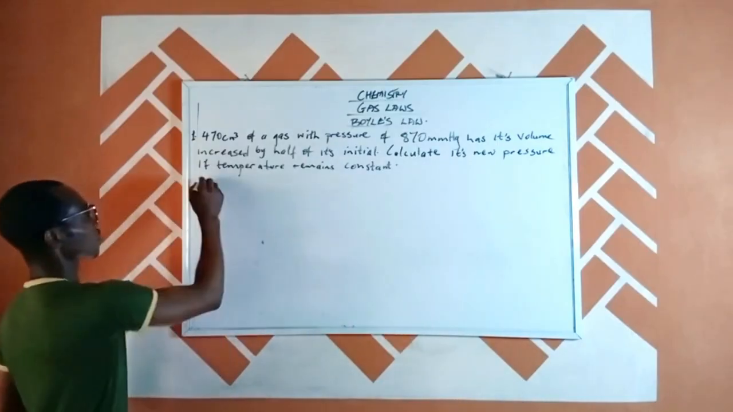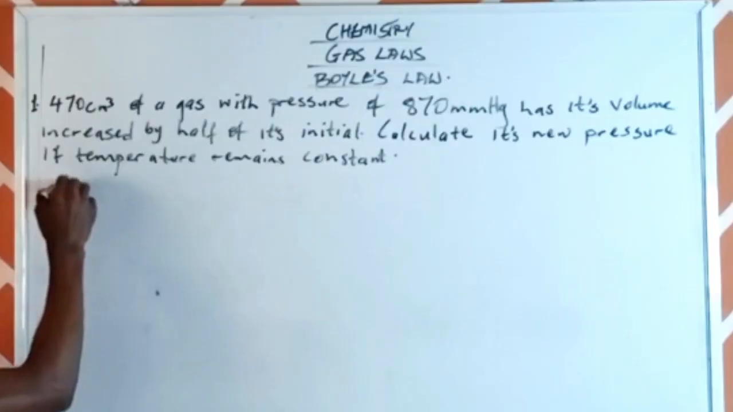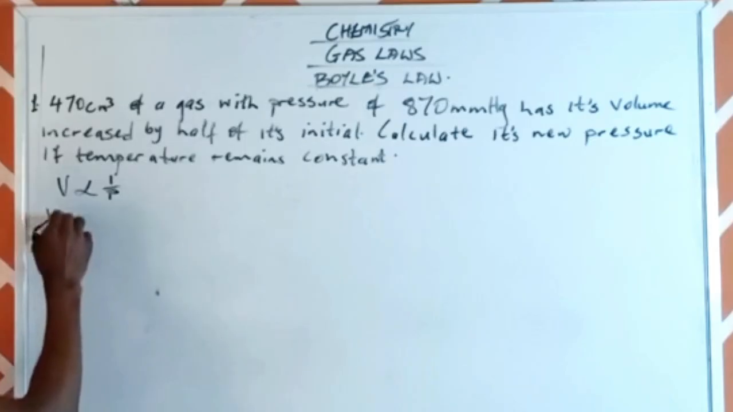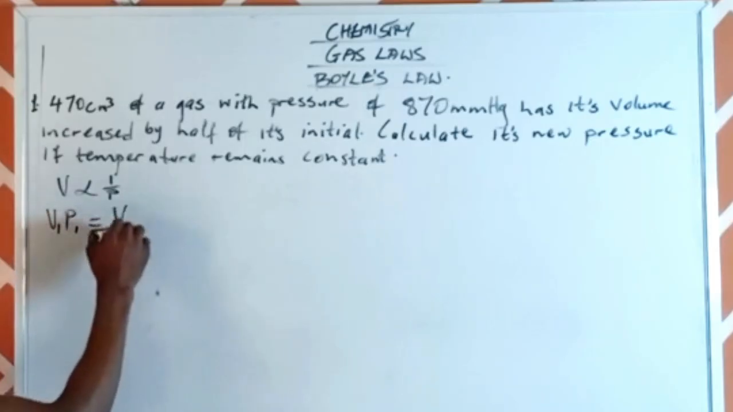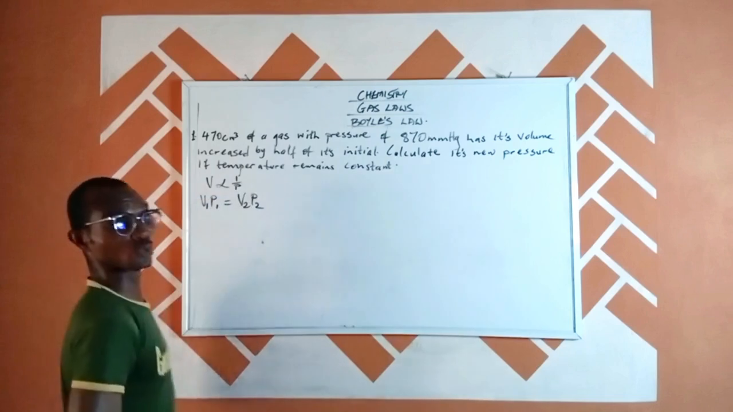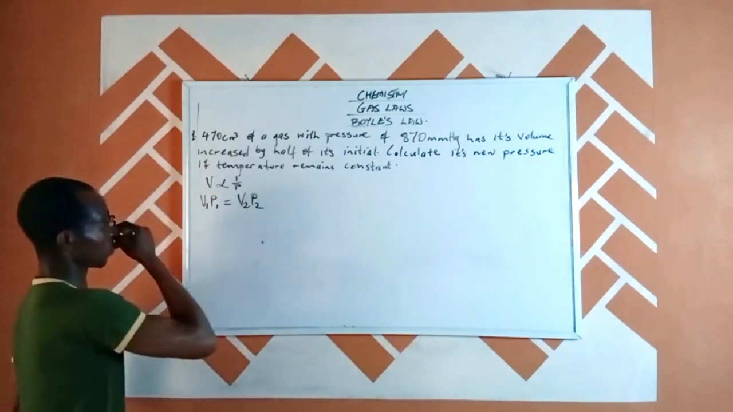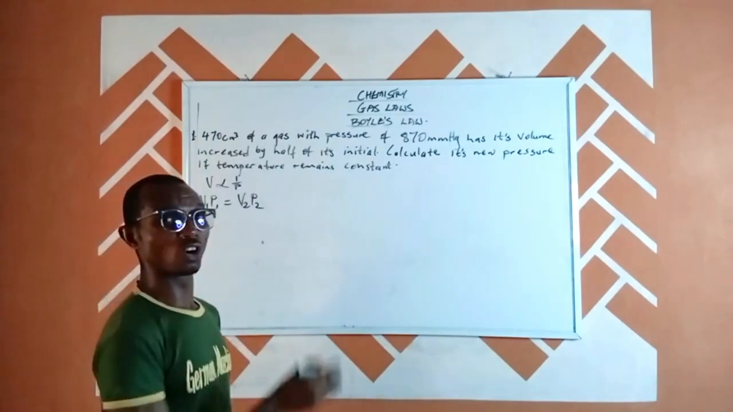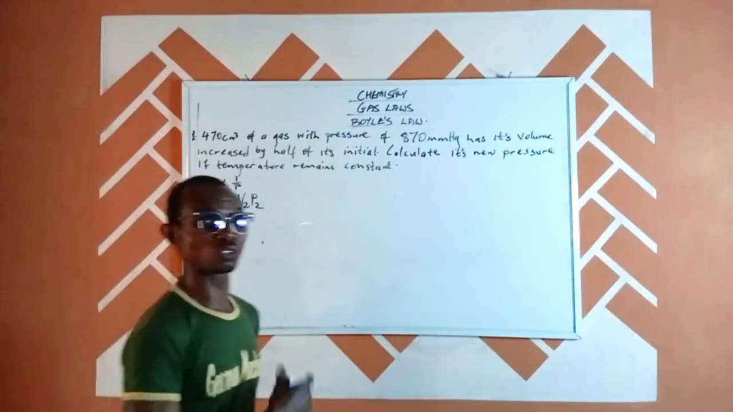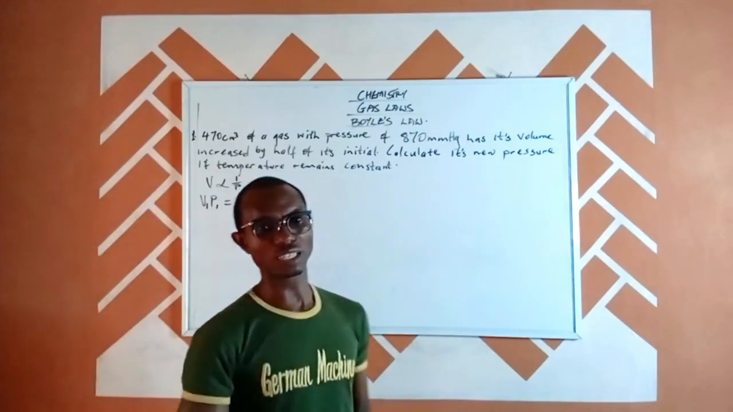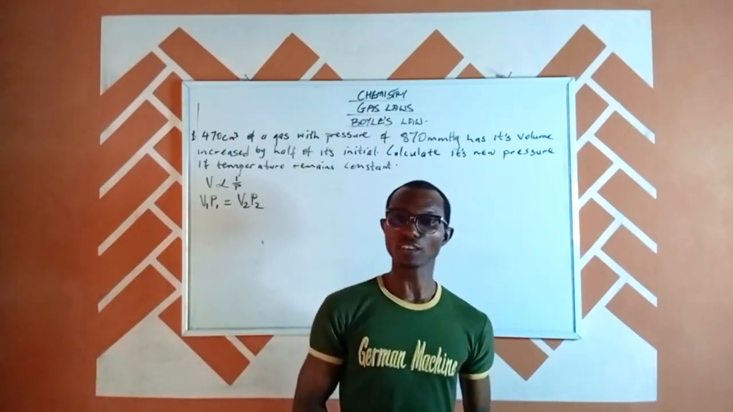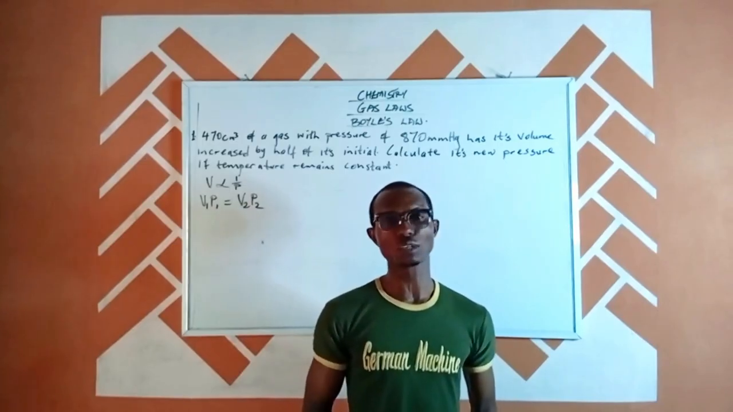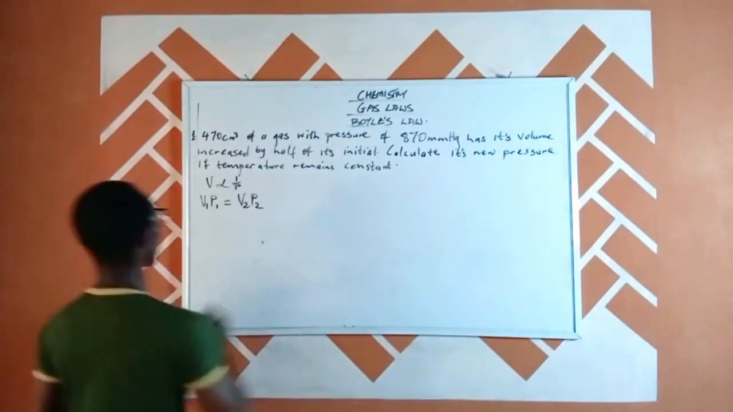Remember that we said Boyle's law mathematically is V inversely proportional to P, and after working we have it to be V1 P1 equals V2 P2. That is what we will be using to solve this particular question. But before you are able to do that, you need to be able to identify your parameters. What are the parameters that you are given? What are the values that you were given in the question? If you are not able to identify these values in your question, you may not be able to solve the question. So let us look at it now.